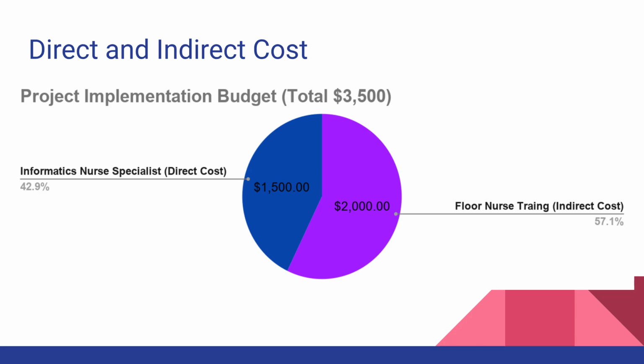The primary direct cost will be the amount of money required to pay the informatics specialist to update the electronic medical record. Overall, this project will cost around $3,500 once fully implemented. Approximately $2,000 will be allocated to cover the staggered training of all 4 nurses, while around $1,500 will be used towards paying the specialist an hourly rate.